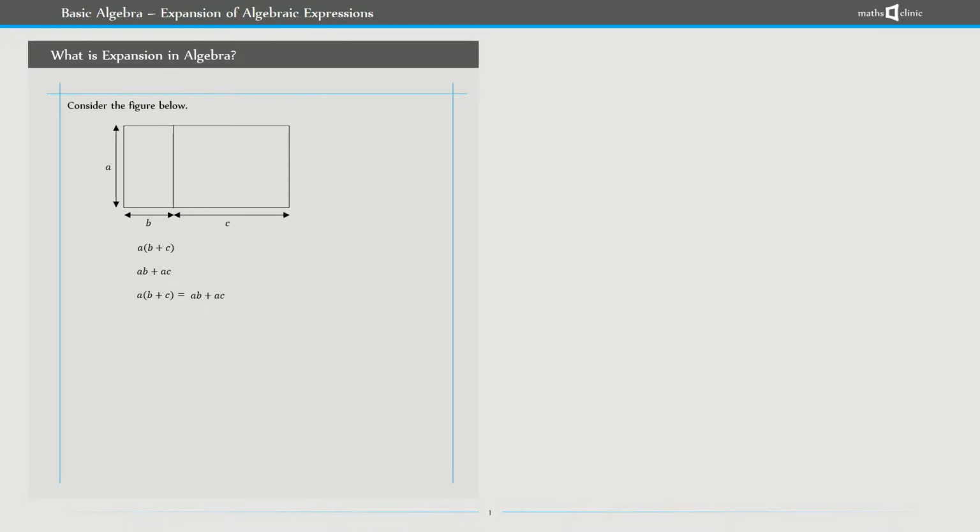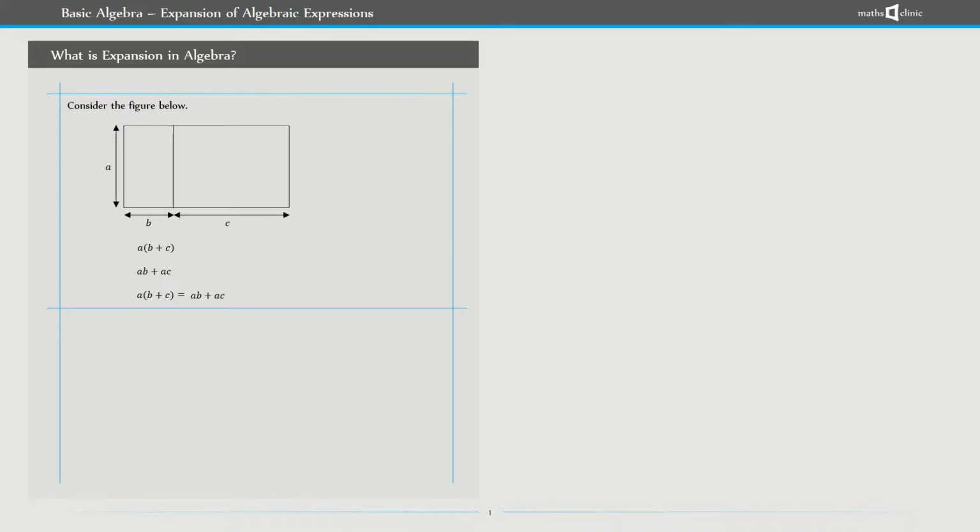So how exactly would you go about doing that? It's very simple. You simply go a multiplying b, which gives you ab, and then a multiplying c, and that gives you ac. It's as straightforward as that. Basically, you have a outside, you take a multiplying b first, ab, and then a multiplying plus c, that's plus ac. So that's it.